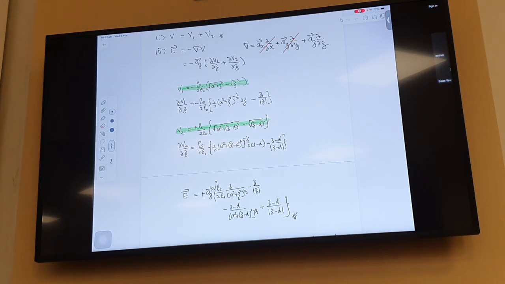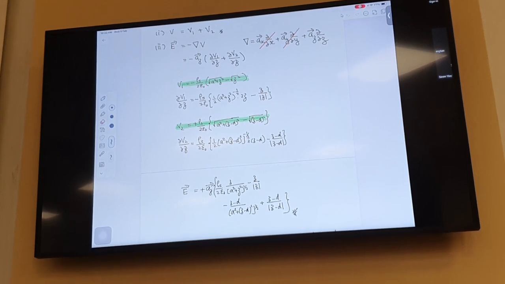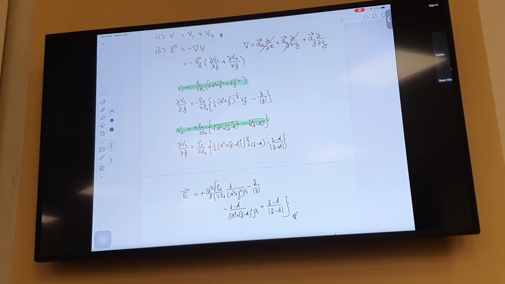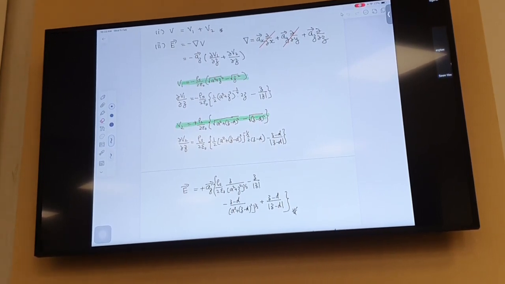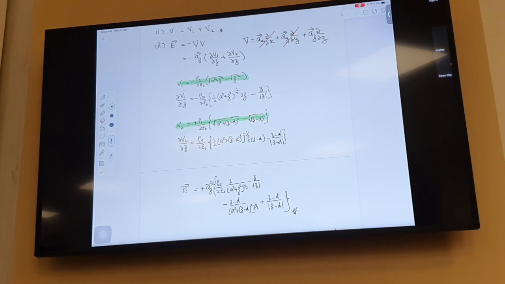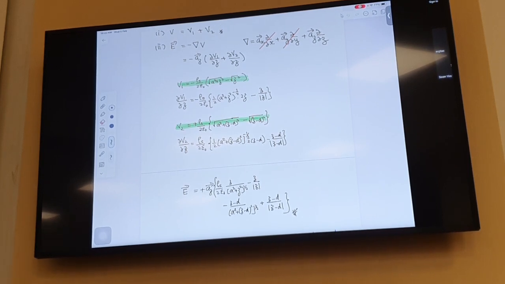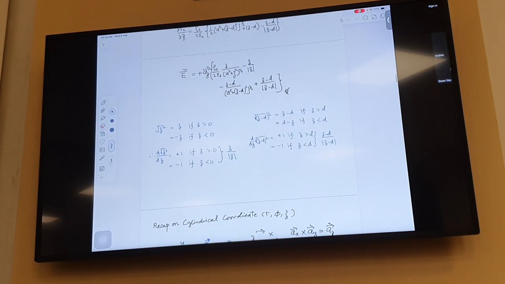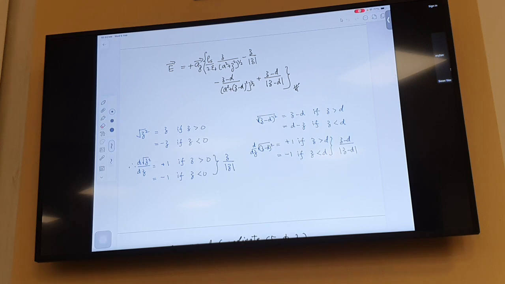Then the same thing for V2 here. You differentiate the square root. When you differentiate this square root of (z minus d) squared, when z is more than d it is 1. When z is less than d it is minus 1. So you have this (z minus d) over mod of (z minus d). You can imagine that you have the top dish with positive charge. When z is more than d, the field is pointing away; when z is less than d, it is pointing downwards. Okay, any questions? Yeah, this one is easier. If you want, you can take a snapshot.